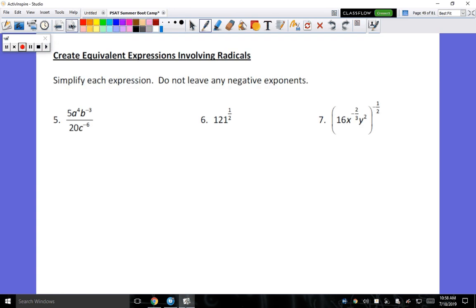Let's get some more practice. This time we're going to do the exponent rules with negatives and also things involving radicals, on the other slides. All right, let's go ahead and simplify each expression. So 5 and 20 will go to 1/4. 1 is understood up top. The B moves. The C moves.